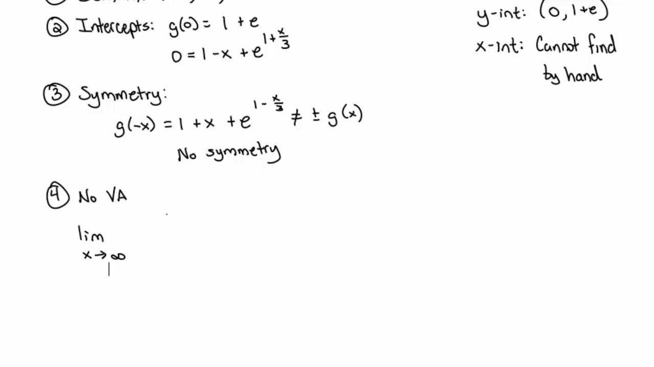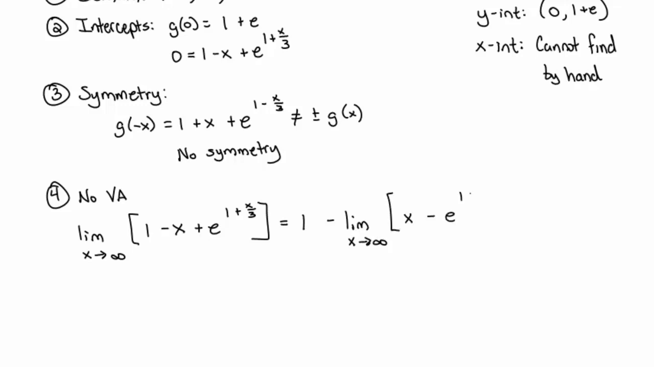So I'm going to take the limit as x goes to infinity of 1 minus x plus e to the (1 plus x) over 3 power. And if you take a look at that, I'll go ahead and break out the 1 because there's no real reason to have that in there. So I'll say that's 1, I'll factor out a -2, minus the limit as x goes to infinity of x minus e to the (1 plus x) over 3.